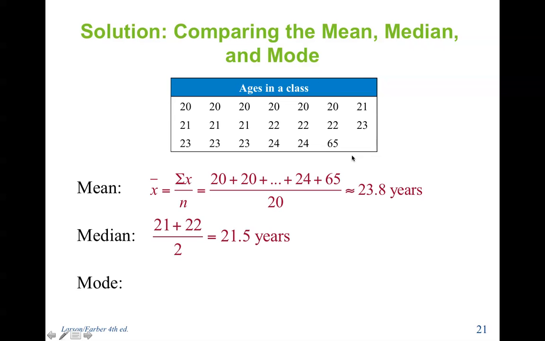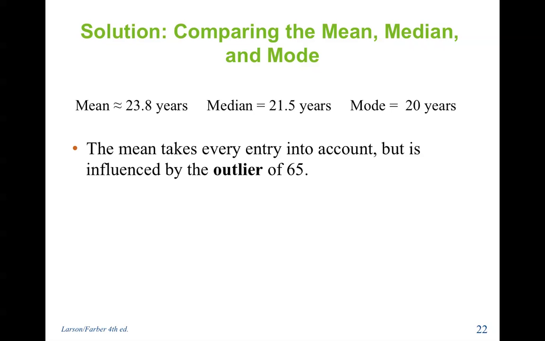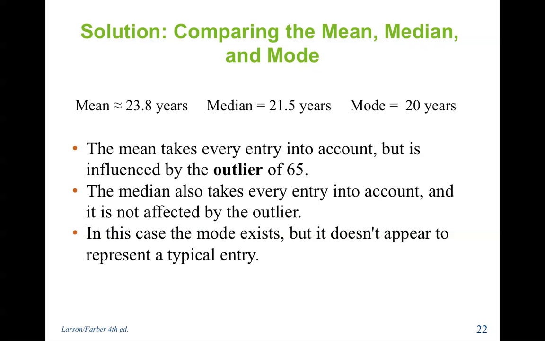Well, let's look at the median, 21.5 years. That seems to be right about in the middle of our data set, so that seems to be much more representative of this data set. And the mode is 20 years, the entry occurring with the greatest frequency. So when we have an outlier like 65, the median is a better representative of that data.